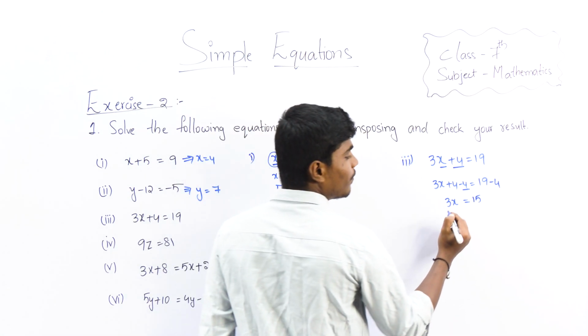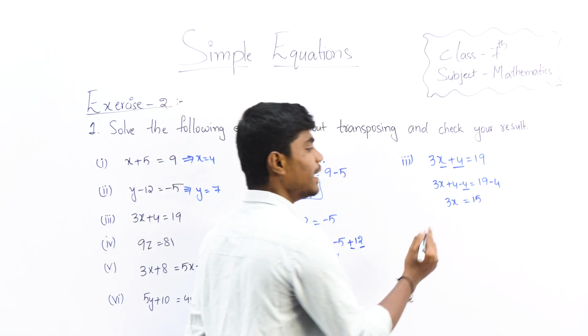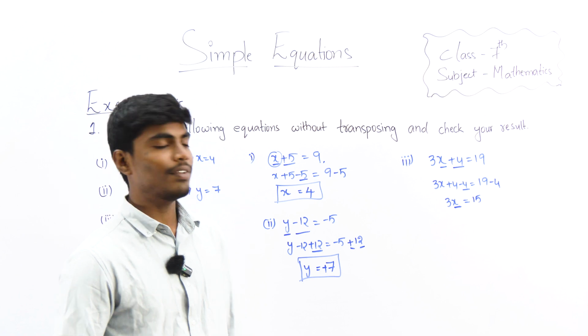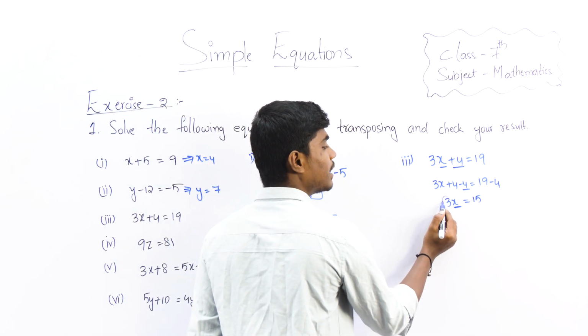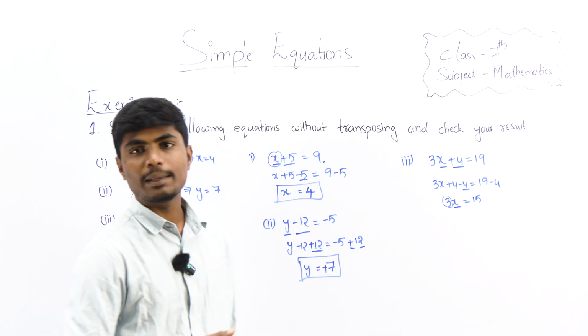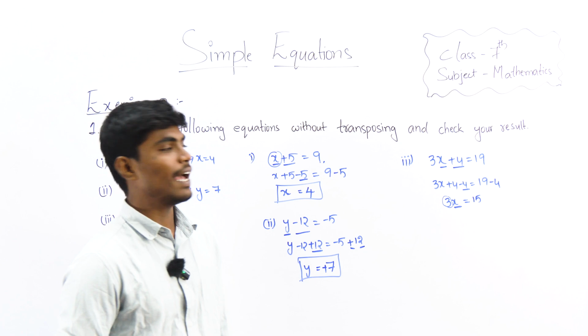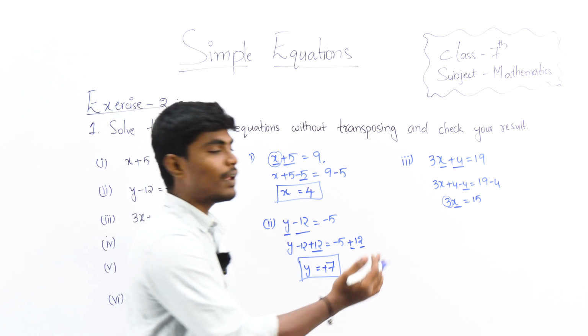Here we have 3x on the left hand side. What do we have to get? We have to get the x value. What do we have extra? Here 3 we have extra. So what is 3 doing with x? It is multiplying. So to get the x value, we have to divide by 3 on the left hand side.